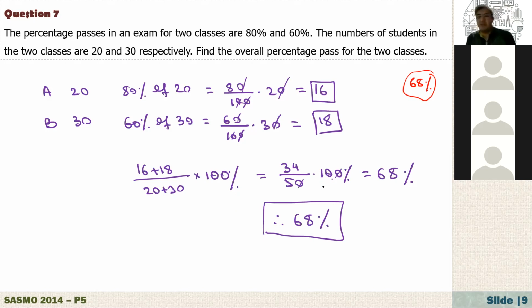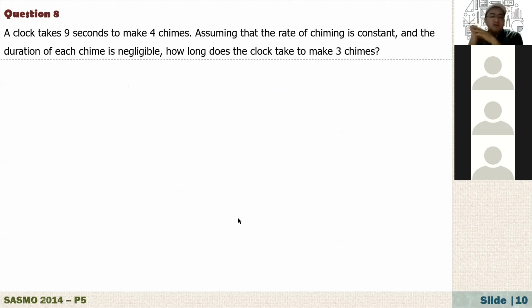Aydın, you have the same answer? Yes. Good. Let's move to the next question. Ismail, read the question. A clock takes 9 seconds to make 4 chimes. Assuming that the rate of chiming is constant and the duration of each chime is negligible, how long does this clock take to make three chimes?